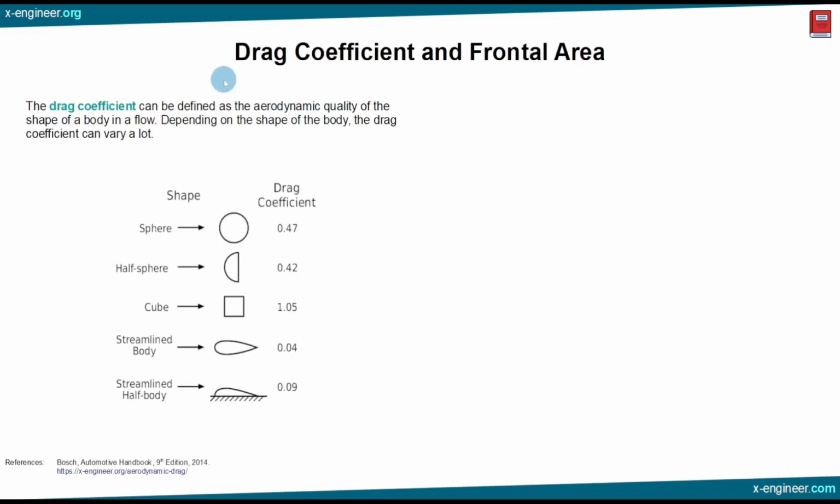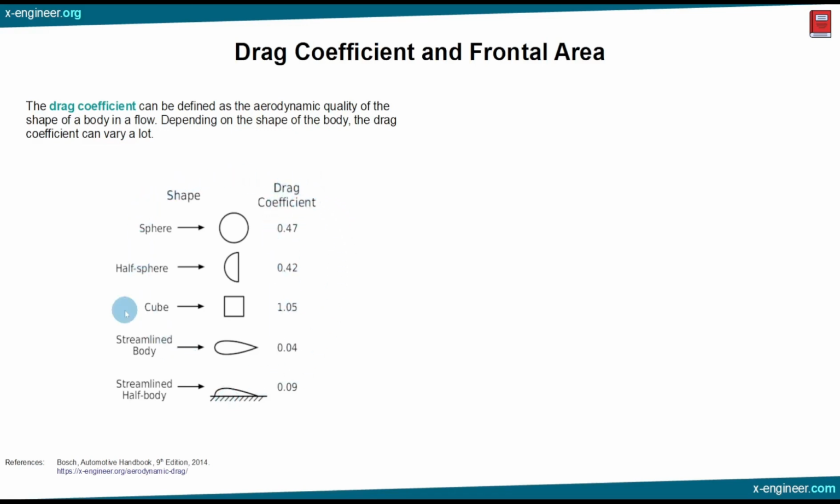Moving forward, let's understand what the drag coefficient and frontal area are. The drag coefficient can be defined as the aerodynamic quality of the shape of a body in a flow. Depending on the shape of the body, the drag coefficient can vary a lot. In this image, you can see different shapes with their corresponding drag coefficients.